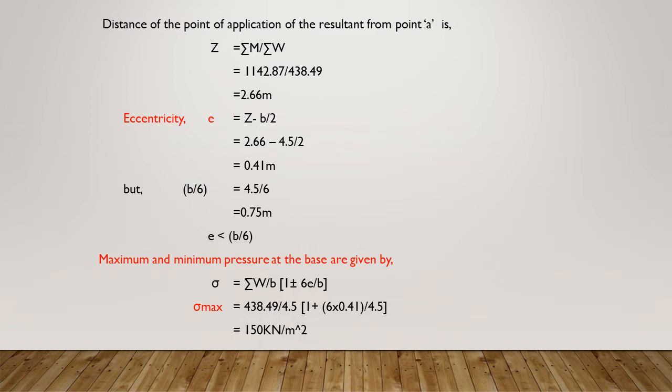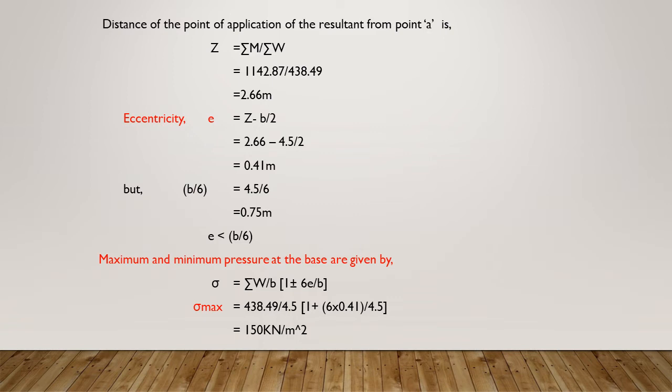So the eccentricity formula is e equals z minus b by 2. So z is 2.66 and b is equal to 4.5 meter, which is the width of the base slab. So e is equal to 0.441 meter. So we have one condition, e is less than b by 6. So b by 6, 4.5 divided by 6, is 0.75. So this condition is safe.